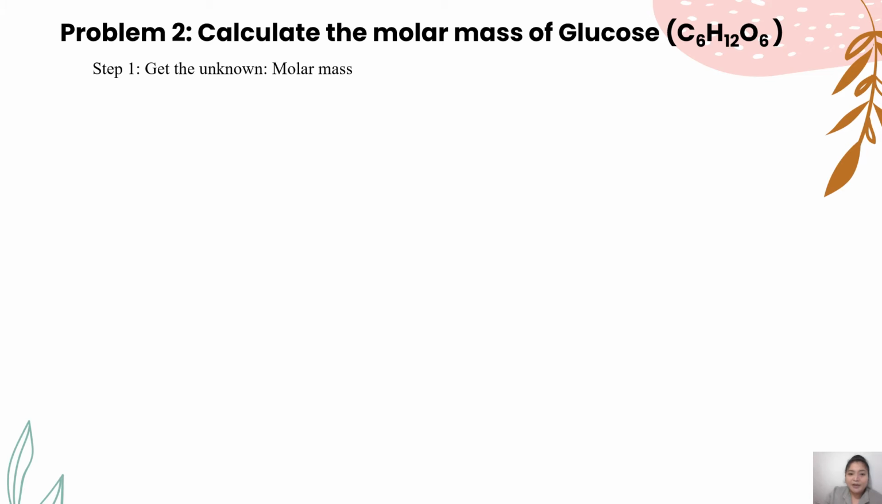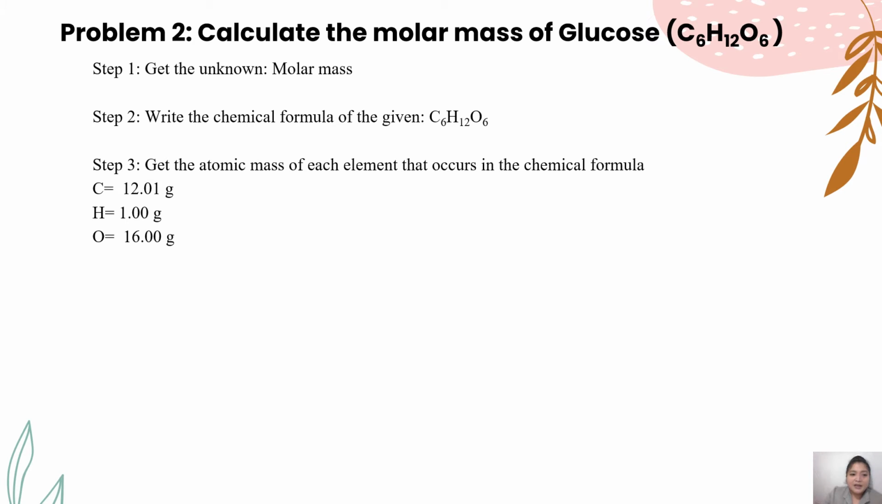Then we have the second problem. What if it is glucose? So the first thing that we're going to do again, very good, step number 1 is to get the molar mass. Next, we are going to determine whether our chemical formula is correct. So this one is glucose, so it is C6H12O6. Then afterwards, get the atomic mass of each element.